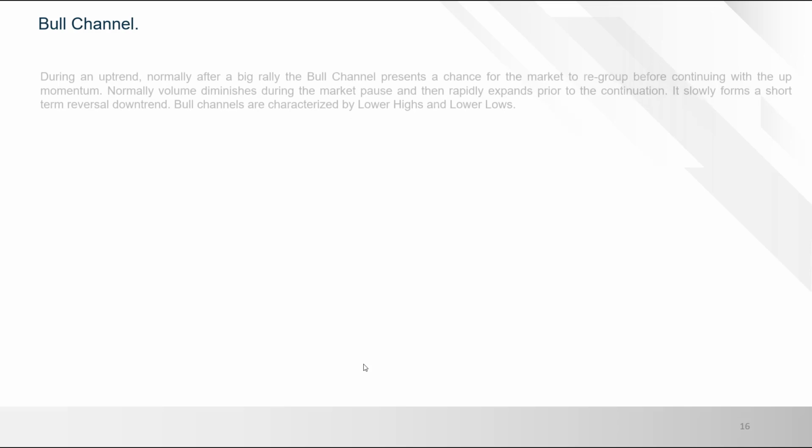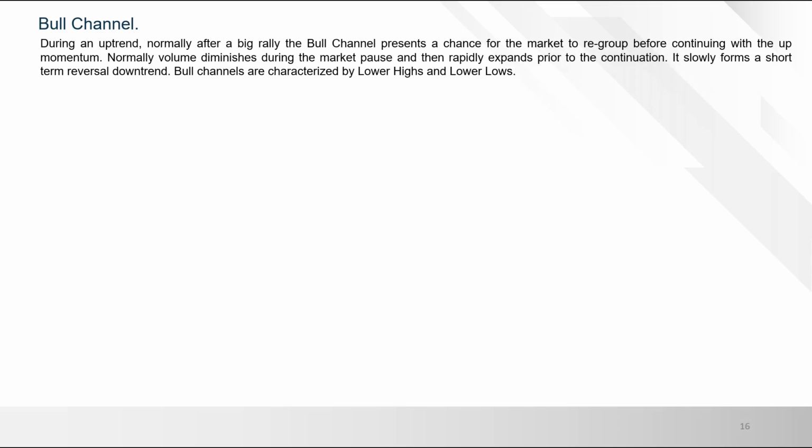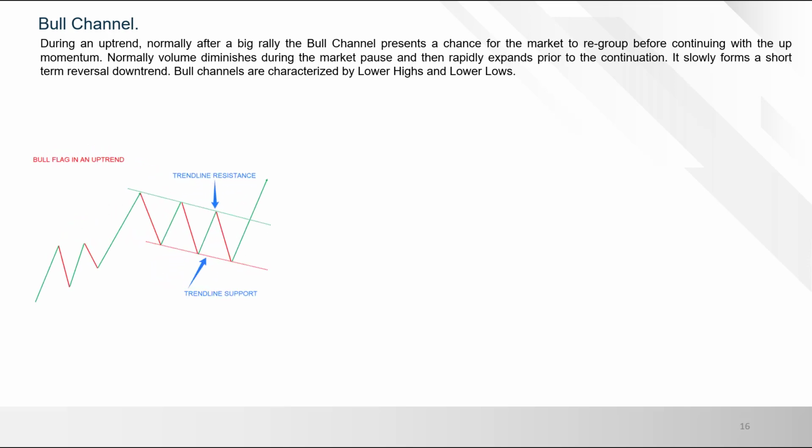So now let's look at a bull channel. During an uptrend, normally after a big rally, the bull channel represents a chance for the market to regroup before continuing with the up momentum. Normally volume diminishes during the market pause and then rapidly expands prior to the continuation. It slowly forms a short-term reversal downtrend. Bull channels are characterized by lower highs and lower lows.